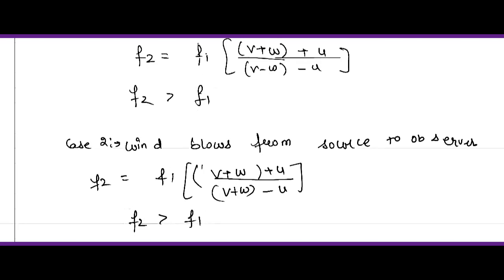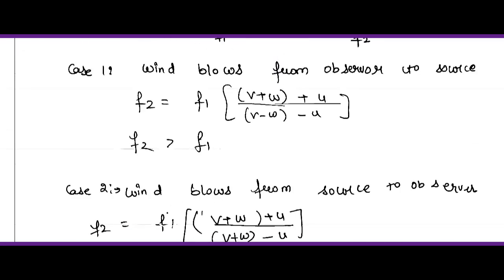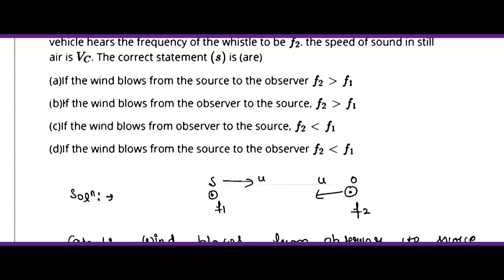So in both cases we get frequency 2 is greater than frequency 1. So now we check which options are correct here. Option A, if the wind blows from source to observer, frequency 2 is greater, and if wind blows from observer to source, then frequency 2 is greater. So options A and B are correct here. Thank you.